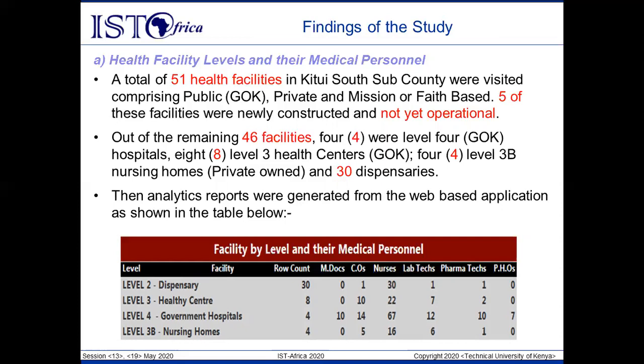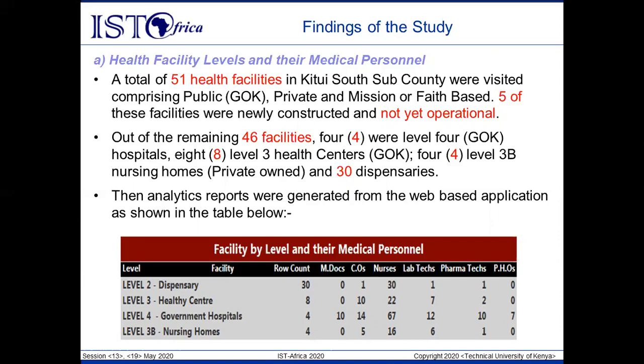Their clinical officers were also found mostly in the health centers, which are level 3s, and the level 4 government hospitals. But we only found 1 clinical officer in one of the dispensaries. So the majority of the medical personnel were the nurses. At least each facility had nurses. And most of the dispensaries had at least 1 nurse who was mostly in charge. And at times, she was the only one attending to all the cases. And whatever they could not attend to, they would refer to the higher level.